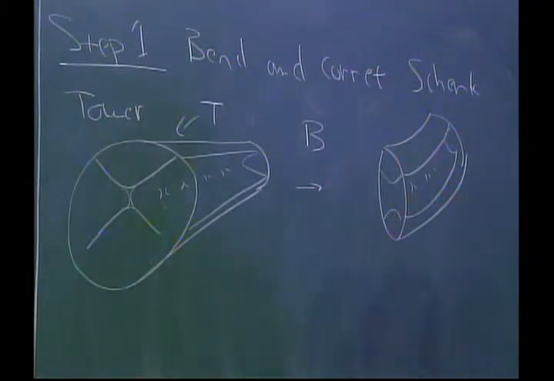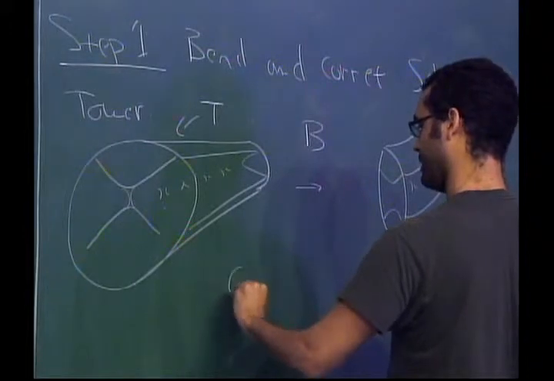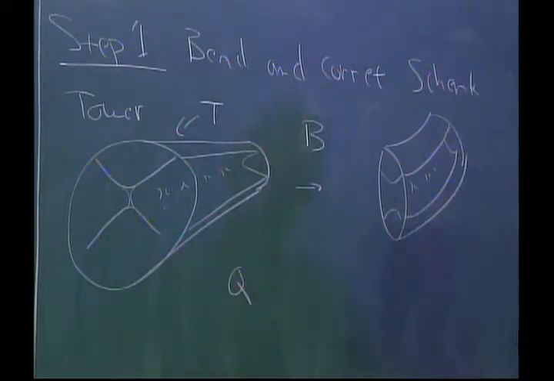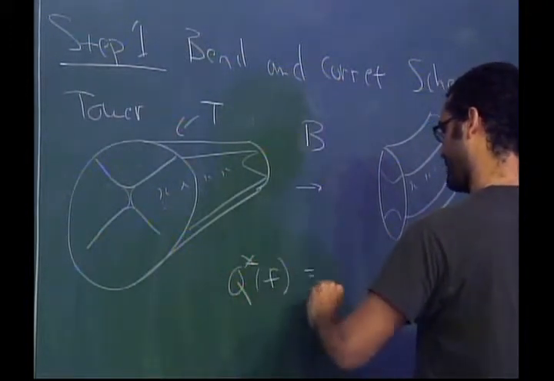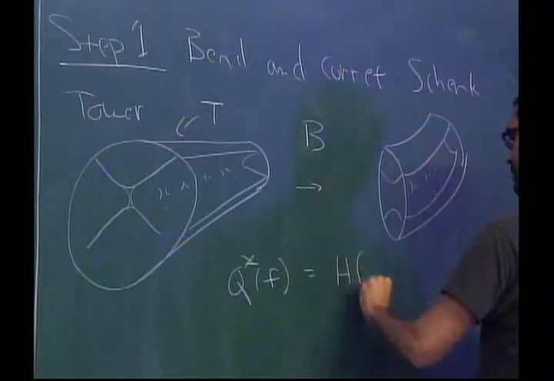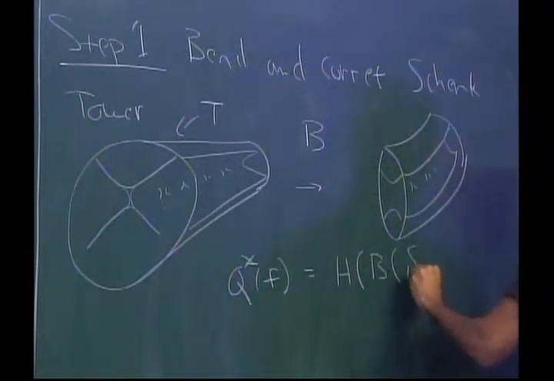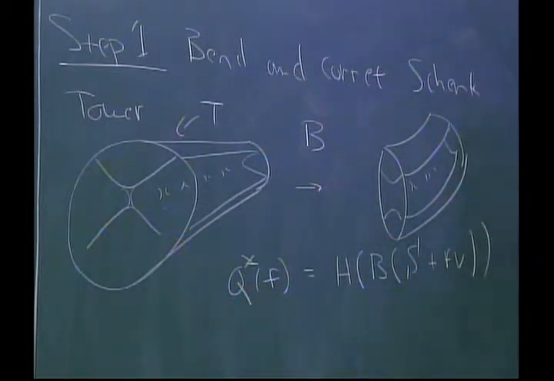So basically, it's probably easiest to think of it this way. I want to pull back the geometry of the tube back to the straight cylinder, and I want to define an operator Q star, which basically just measures the mean curvature of a normal graph by a function f over the given Scherk surface. So it just basically pulls back the problem to the tube.